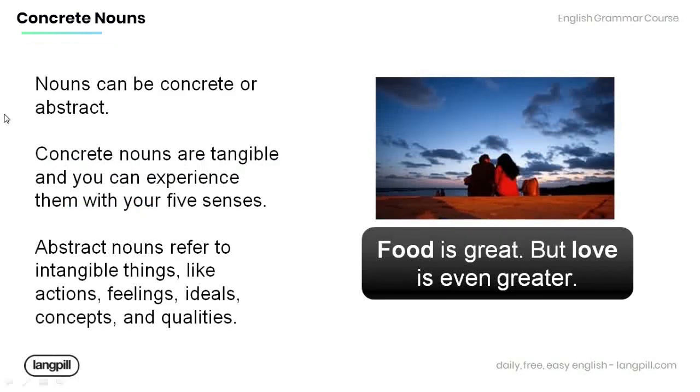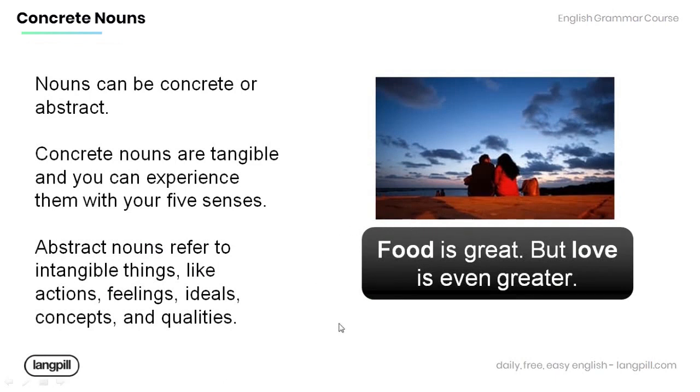Nouns can be concrete or abstract. Now, concrete nouns are tangible and you can experience them with your five senses. On the other hand, abstract nouns refer to intangible things like actions, feelings, ideals, concepts, and qualities.